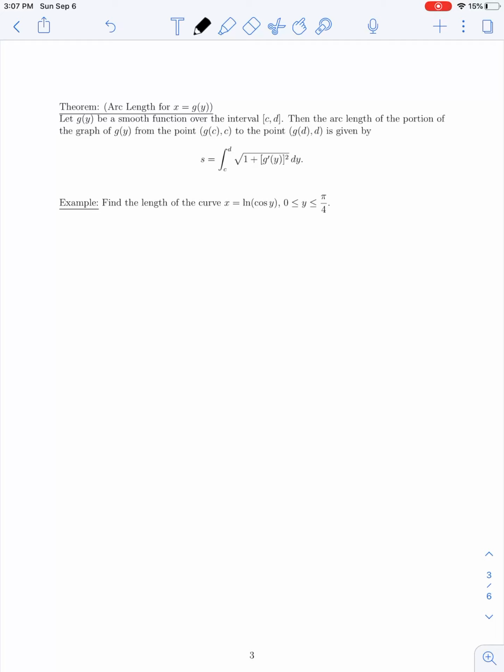So this next theorem is going to be a formula for the arc length of a curve, which would be the graph of a function of y instead of a function of x. So let's consider the problem of interest. Suppose that we have in the xy plane, maybe in the first quadrant, some curve which may not be the graph of a function of x, but we could consider it as the graph of a function of y. Say x equals g of y.